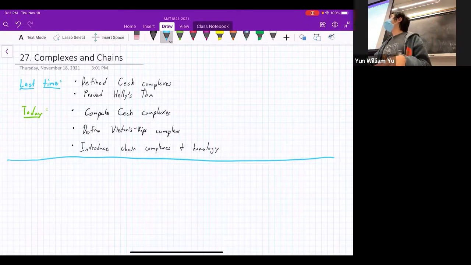Okay, but let's go ahead and get started. So welcome back to MAT1841 as we go on our whirlwind tour of some basic algebraic topology.